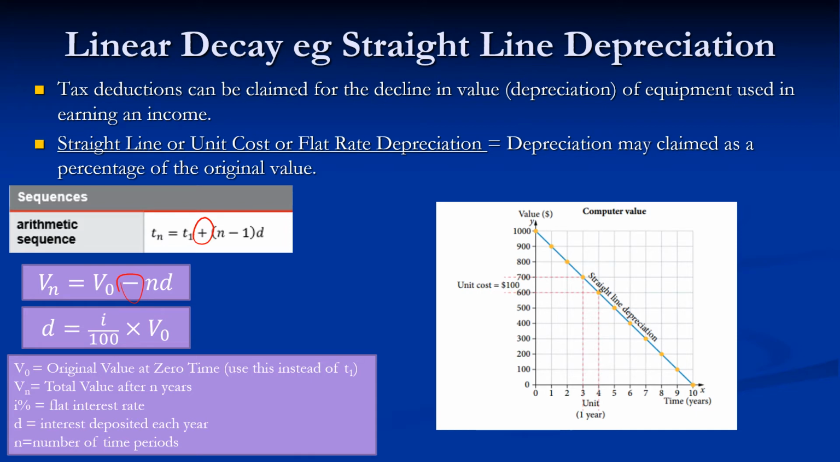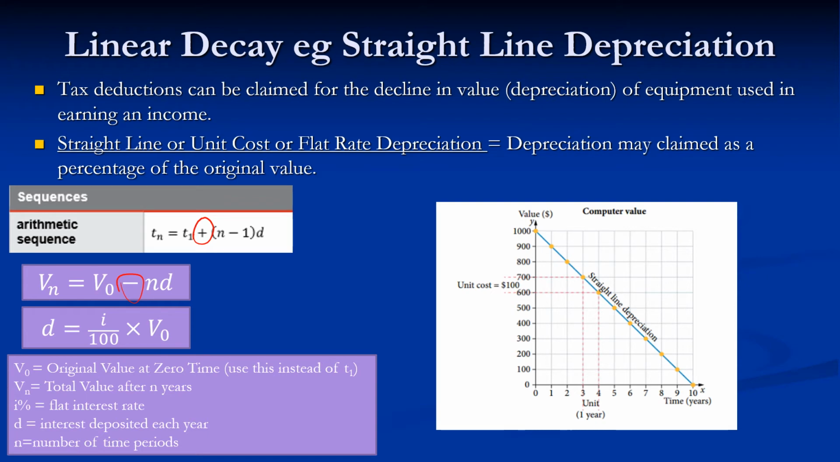So this has 3 different names. It's called straight line or unit cost or flat rate depreciation. And it's just depreciation claimed as a percentage of the original value. So in this case, instead of using A's or T's, I've used V for value. So Vn is the value after n number of years. V0 is the original value at 0 time.